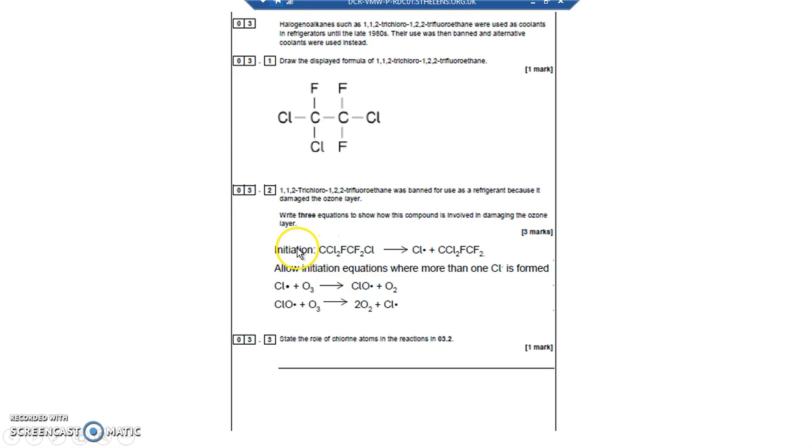Now what actually happens during the initiation reaction, to start off with, is a Cl dot is always made, a chlorine radical. The Cl can come from here, or here, or here. It doesn't really matter, and you're going to make something. Let's assume it comes from here, so this is gone. So I'll have CCl2F, CCl2F, and I'll have CF2, CF2, and then this Cl is the one that's gone.